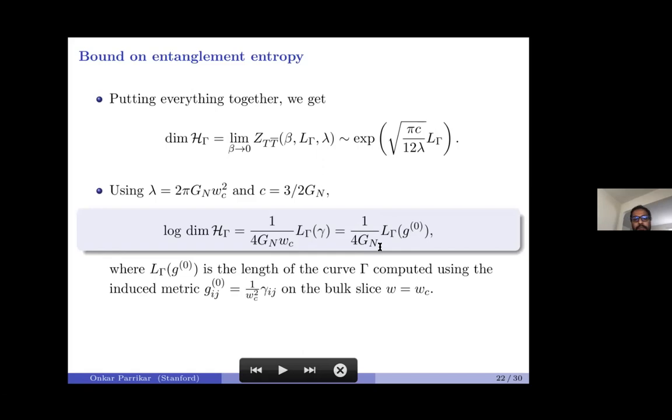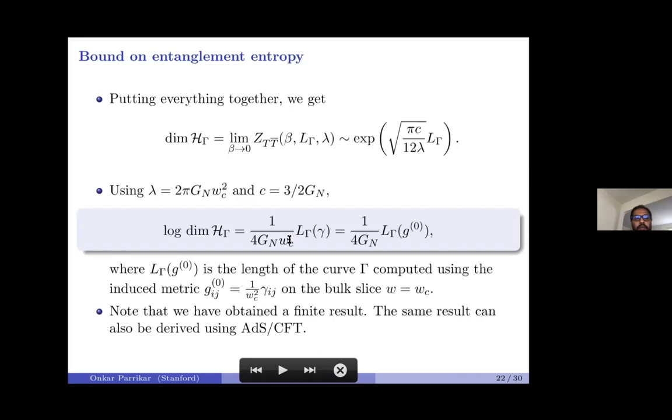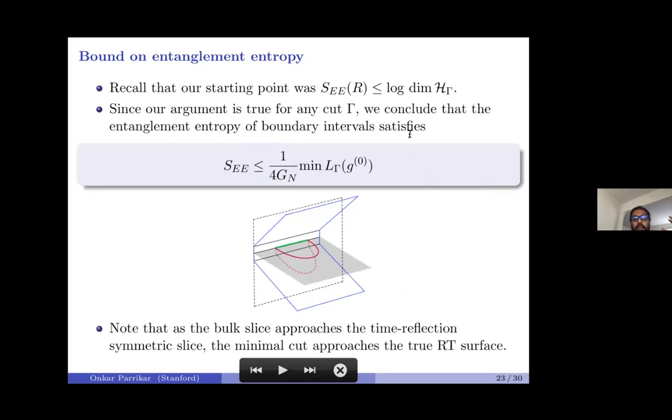So in this way of doing the computation, the log of the dimension of the Hilbert space on this cut ends up being finite and equal to 1/4 G Newton times the length of this cut. But this cut was arbitrary, and remember that our starting point was the argument that the entanglement entropy of any boundary interval should be upper bounded by the log of the dimension of H gamma. Since this is true of any gamma, the entanglement entropy must be upper bounded by 1 over 4 G Newton times the minimal length of gamma, the gamma for which the length of the curve in terms of the induced metric is minimal.